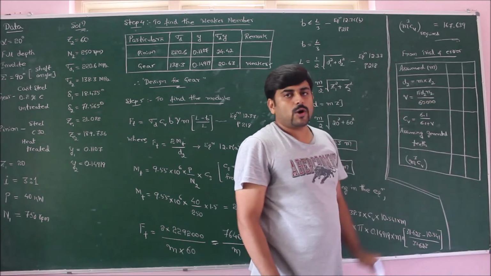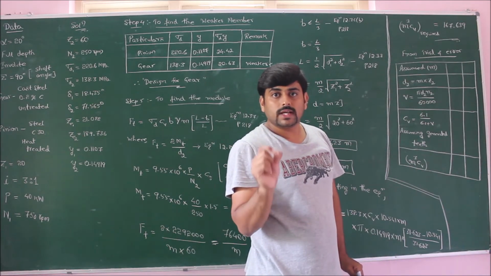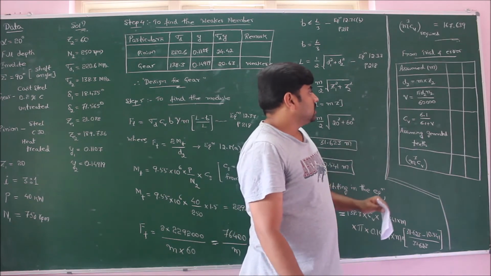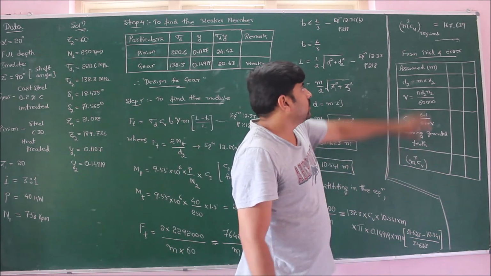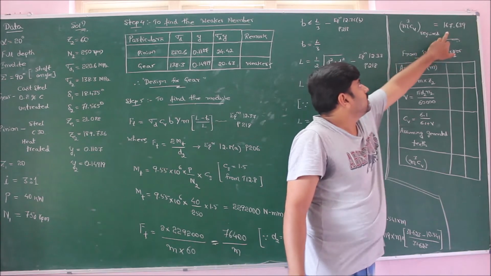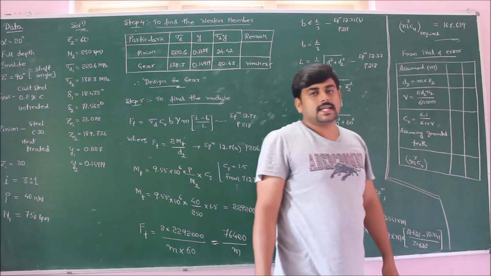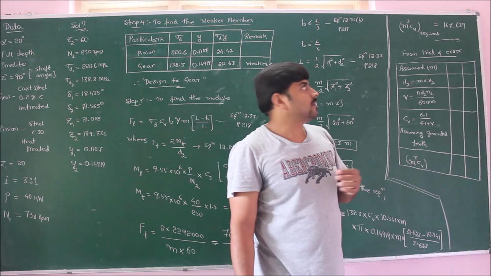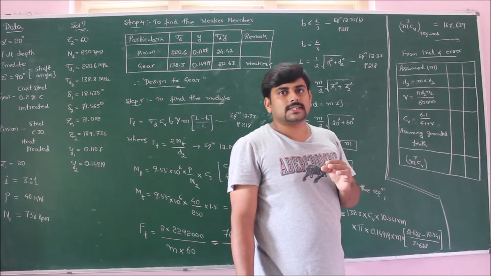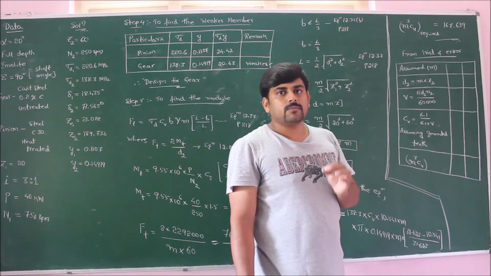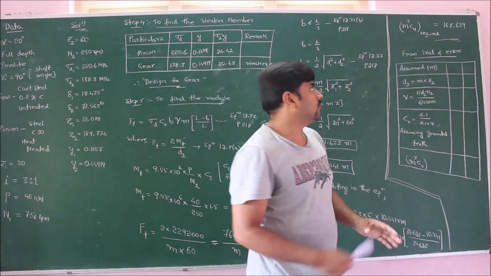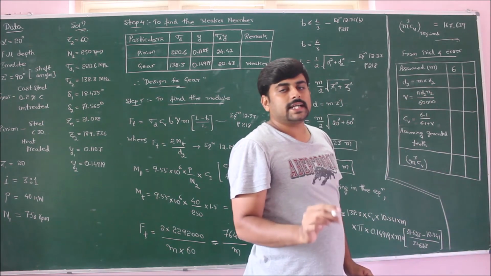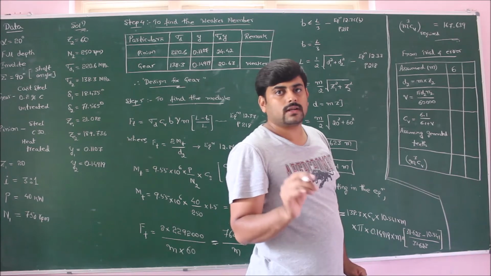Now we should assume the module from table 12.2, giving preference 1. Instead of blindly choosing the modules, if you clearly observe, m cube CV must be greater than 167.639. If I choose module as 5, 5 cube is 125, so we cannot exceed. So from common sense, we can state that the module should be greater than 6. Therefore, choosing the value of 6 from table 12.2 of our design data handbook, considering preference 1.